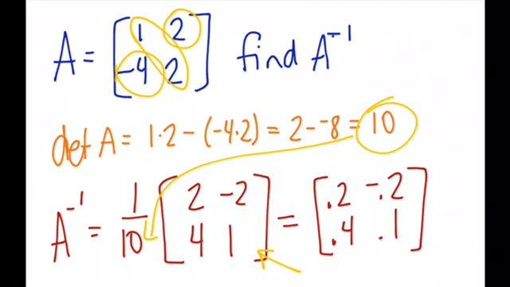And then you just multiply, so 1/10 times 2 is 2/10, and we could write that as a fraction, reduce it to 1/5, negative 2/10, 4/10, and reduce that, and 1/10 and reduce that. You'll see them sometimes as decimals, sometimes as fractions. Usually as fractions, but this one is an easy decimal, so I'll just leave it like that. Okay, so that's the matrix, that's the inverse of the matrix.